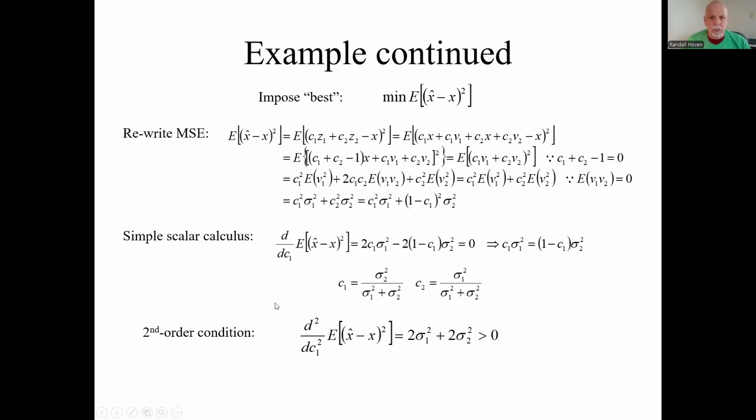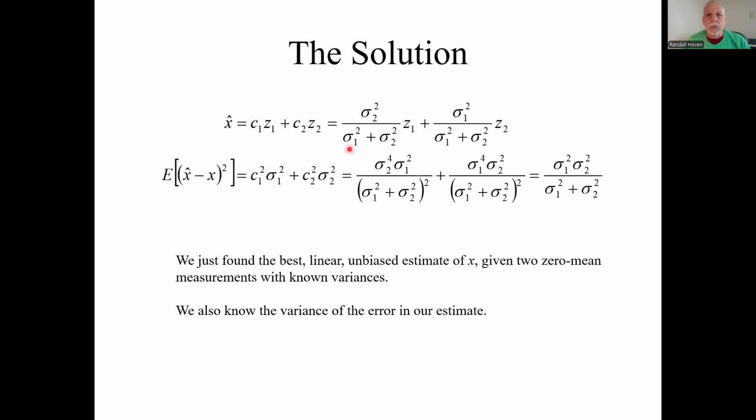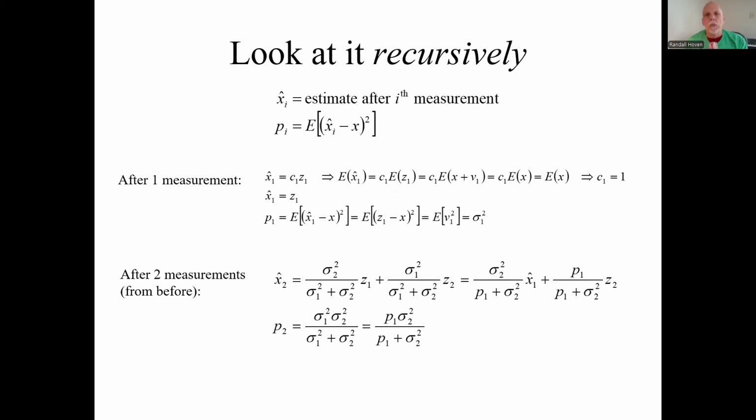I don't want to go through all this again, but we came up with an answer where the answer was the weighted sum of the two measurements. And we could also calculate the variance in the error of our estimate. Now, in this video, I want to look at the same problem recursively. And now we could have more than two measurements. We might have a whole bunch of measurements. And the way we want to do it is after each measurement, we update our estimate and we update the variance in the error of our estimate. Ka-chunk, ka-chunk, ka-chunk.